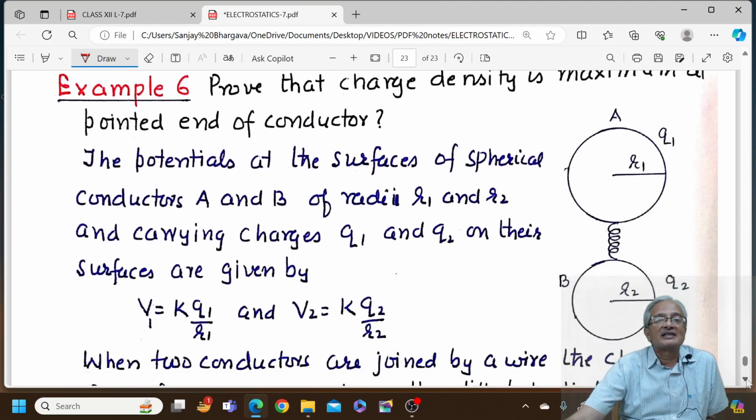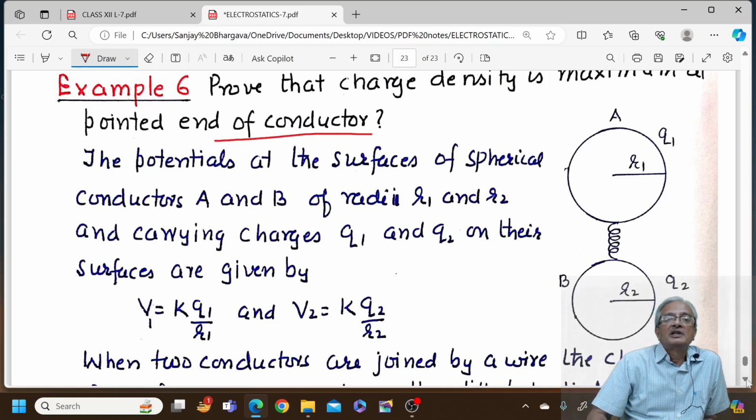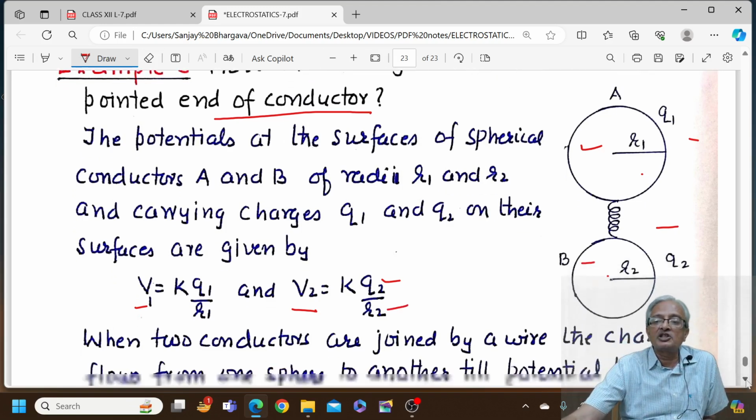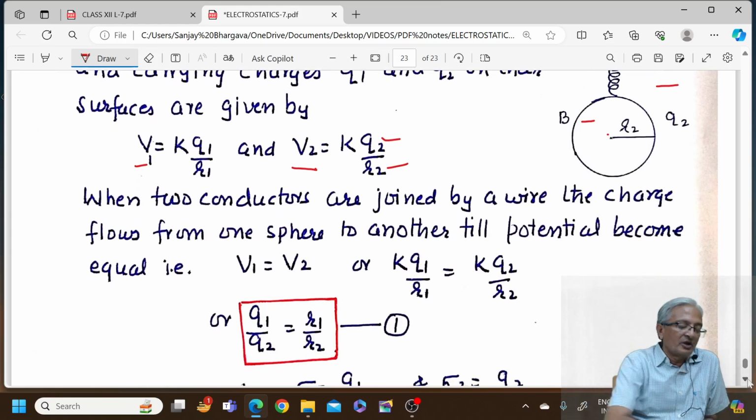Question number 6. Prove that charge density is maximum at the pointed end of the conductor. So we have two conductors here, A and B, having radii R1 and R2, carrying charges Q1 and Q2. What is the potential of the first one? K Q1 upon R1. Potential V2, that is of the second sphere, is K Q2 upon R2. When the two conductors are joined, what will happen? The charge flows to make the potential equal. So K Q1 upon R1 would be K Q2 upon R2. K is cancelled here. So Q1 upon Q2 would be R1 upon R2.